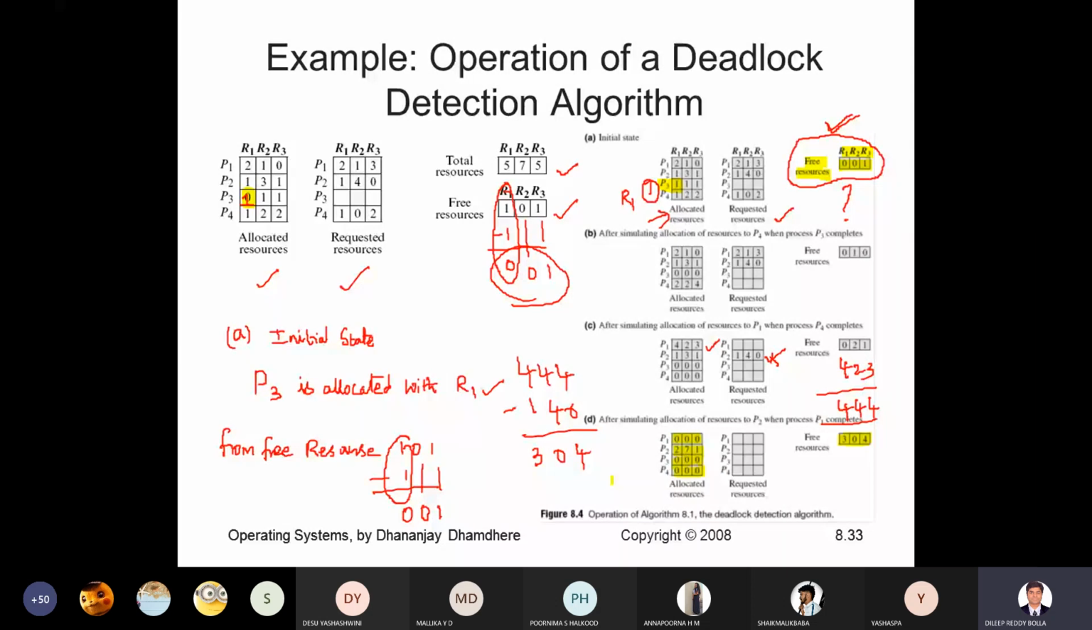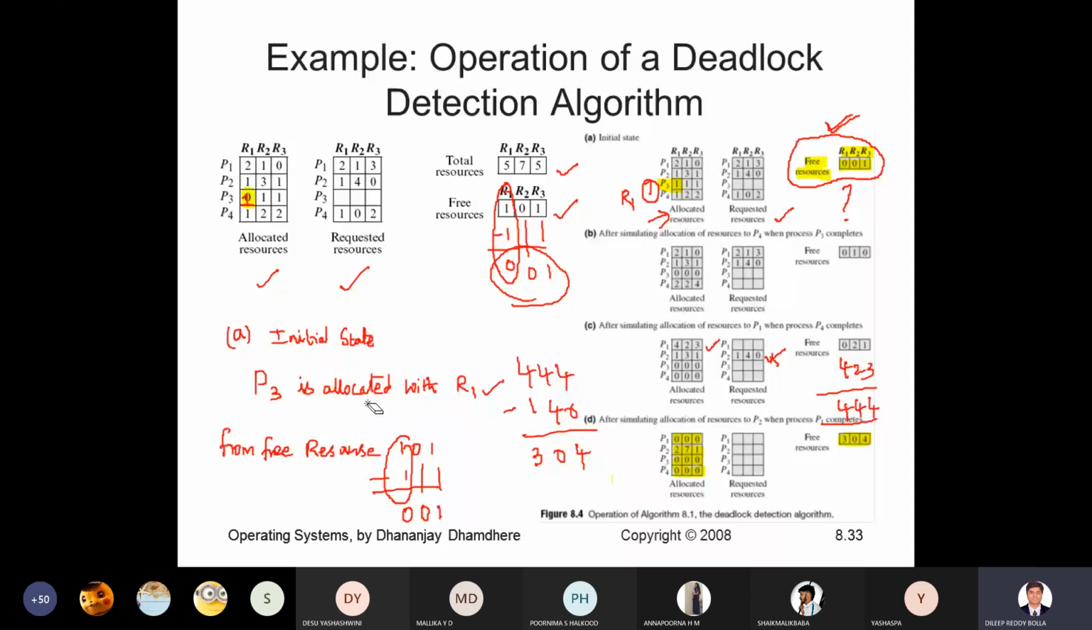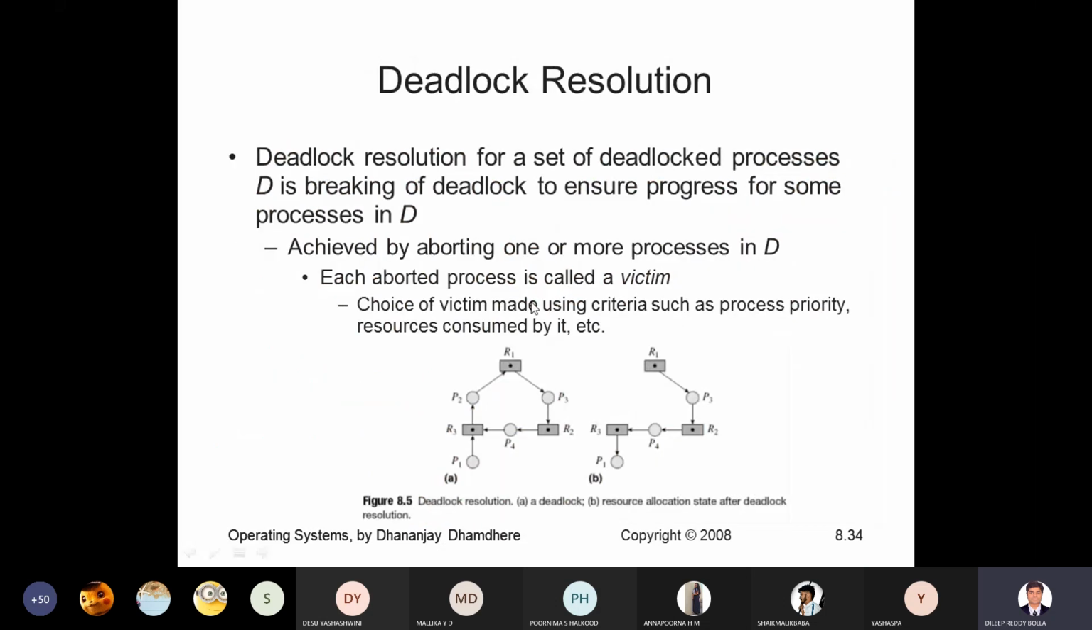Now, in any of these cases, have we experienced a blockage? No, right? We have not experienced a blockage anywhere. So this algorithm has not detected any deadlock. So we can say that deadlock is not detected in this case. So that's all about deadlock detection.